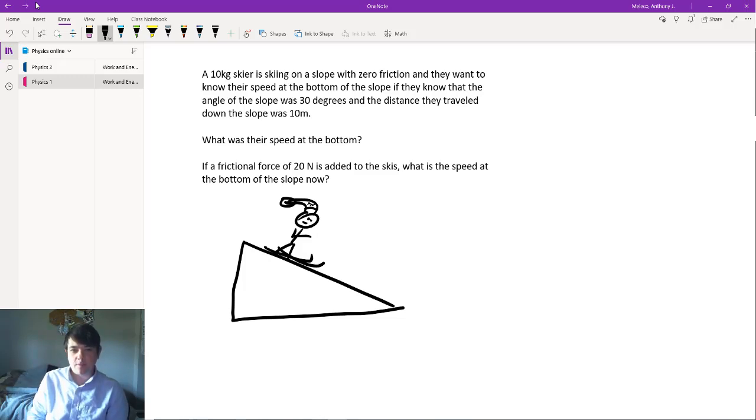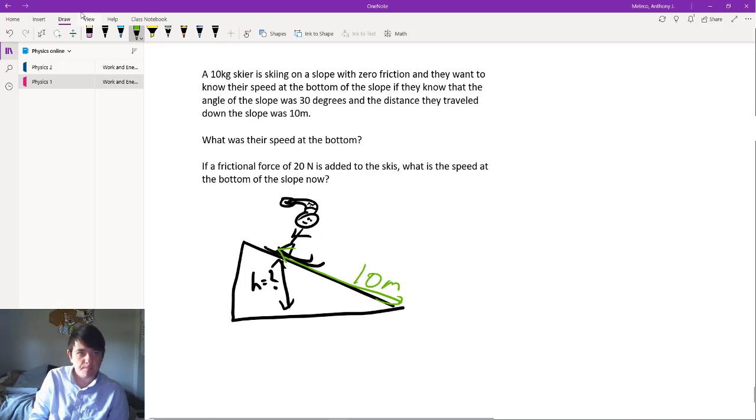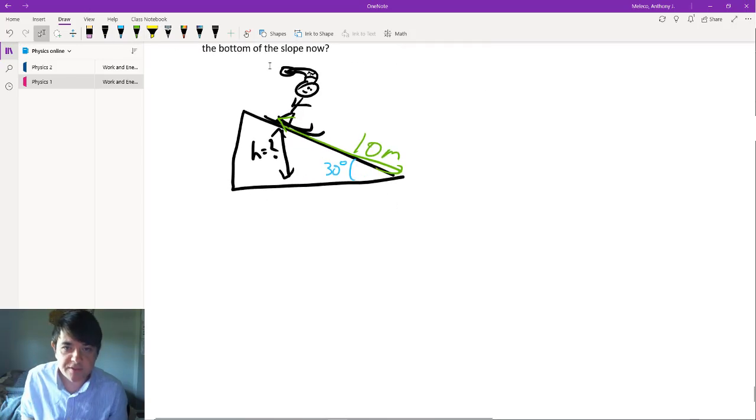So you got a skier going there, and we know his height. Oh, we don't know his height. Okay, so he's got some height. We don't know what it is, but we do know he travels down the slope. Let's do this better. Let's do this guy green. So he travels down the slope, and this is 10 meters. And we've got an angle of 30 degrees. So we want to know what's their speed at the bottom.